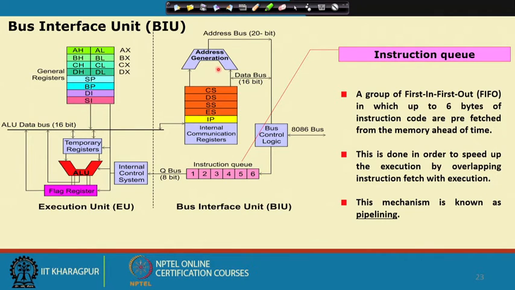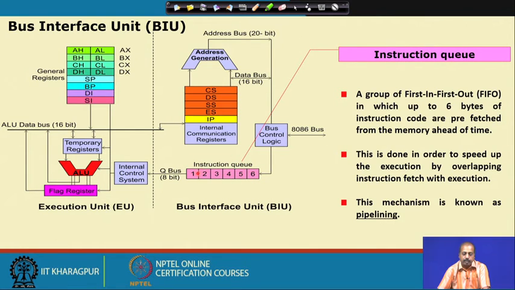The next important component in this bus interface unit is the instruction queue. As I said, there is a 6 byte instruction queue, each location is 8 bits wide, and there are 6 such locations. You remember in case of 8085 we had one instruction register, or IR, and whenever an instruction is brought from memory into the CPU, it comes to the instruction register.